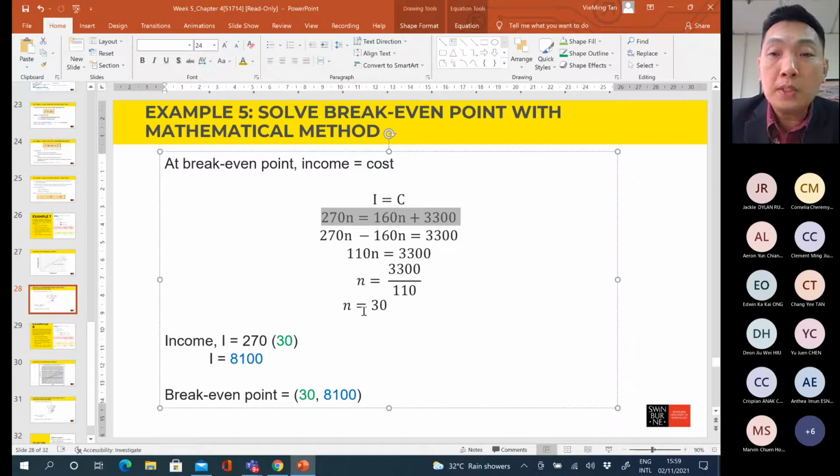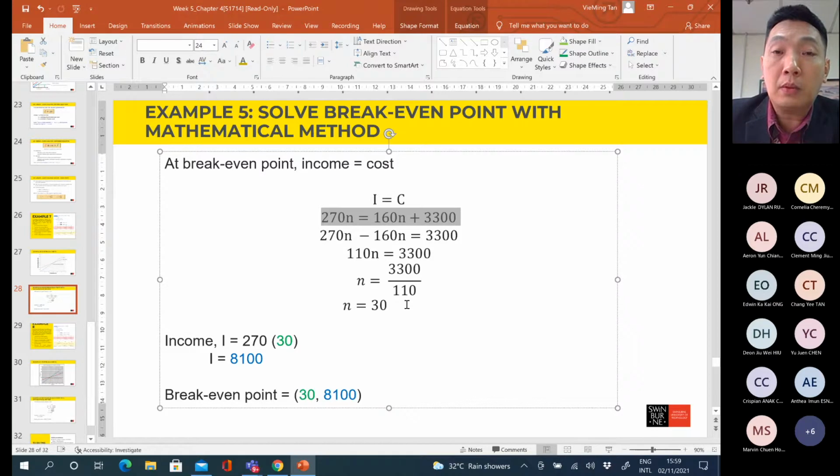Once you get the n value, then you can calculate the I or the C. It's better to use I because the formula is shorter. So once we get the n value 30, we substitute it into the equation of I, which is 270 multiplied by 30. Simplify, you get 8100. That means when the company is able to produce and sell 30 units, the total income is 8,100.